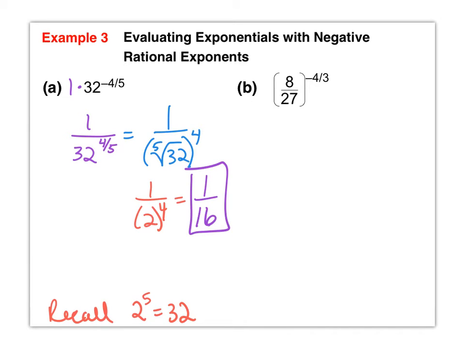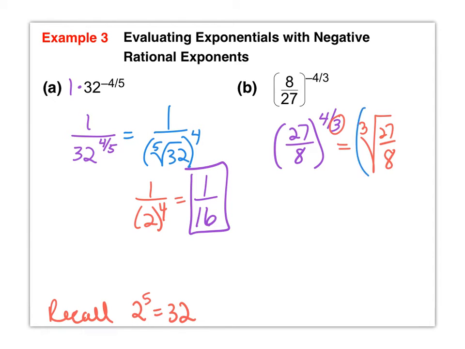For example B, we have the fraction 8 over 27 all raised to the negative 4/3 power. We could make this exponent positive by writing the reciprocal of 8 over 27. So let's write this as 27 over 8. And in doing so, we can make this negative 4/3 exponent a positive 4/3. Now let's rewrite it as a radical. That 1/3 power, or the 3 in the denominator of the exponent, ends up being the cubed root of 27 over 8, and then we can raise the entire quantity to the 4th power.